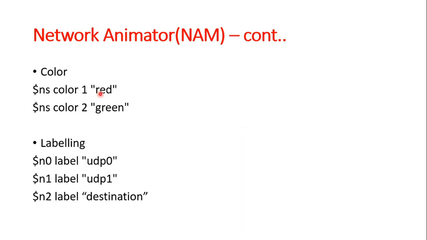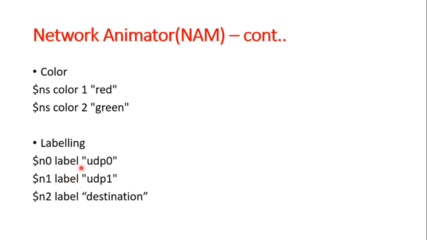Then moving to the color. There is a possibility that you can also define different colors in your animation. If you don't make use of such colors, then as usual it will be just black and white. If not, you can make use of a standard RGB model to define the respective colors based on the requirement in the network animator. Then you can also provide names for the nodes which are created in the topology or in the network. That is what we call labeling, assigning the names, and that is done by making use of this label keyword.